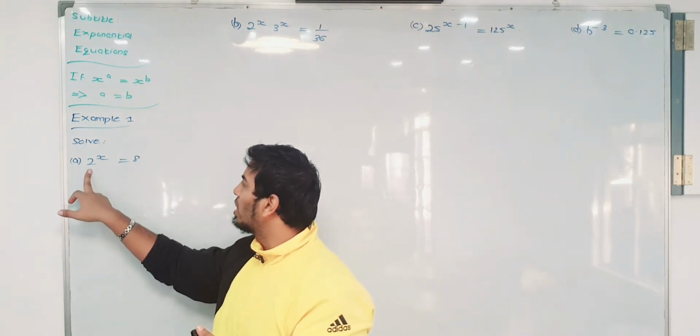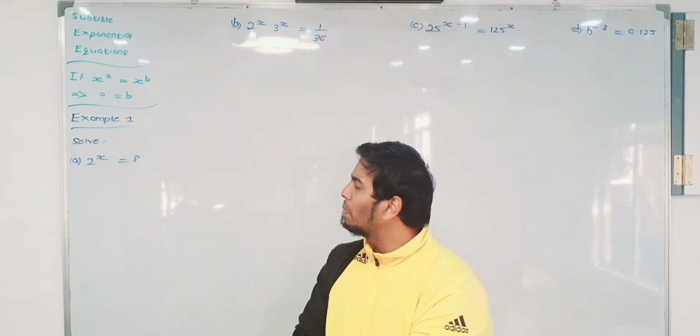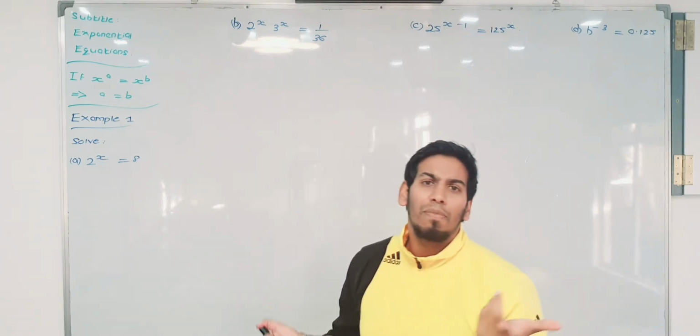So you have base 2 over here, while over here you have base 8. So what is to be done in this circumstance? You have to make it become the same base.